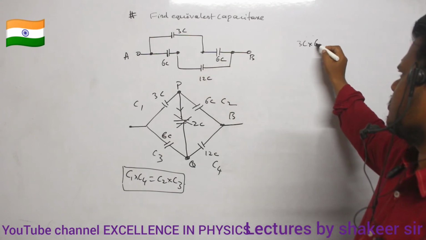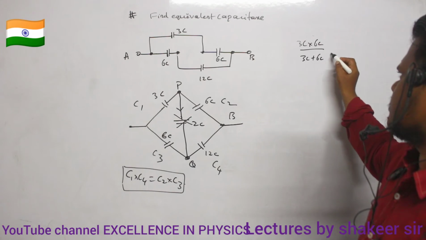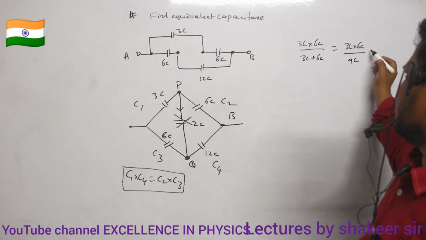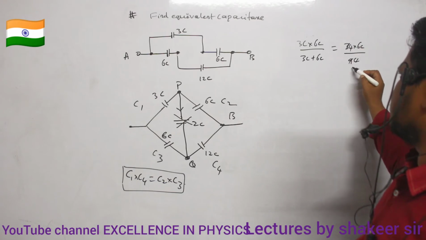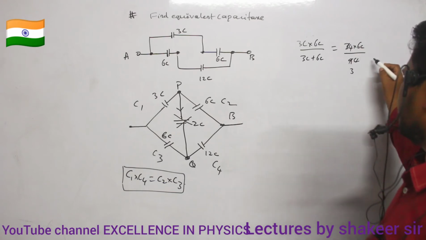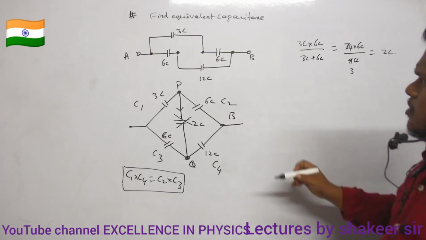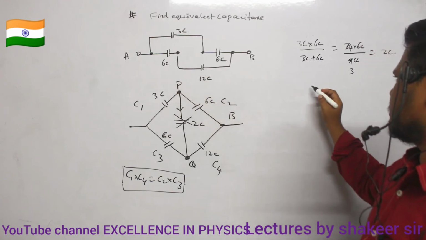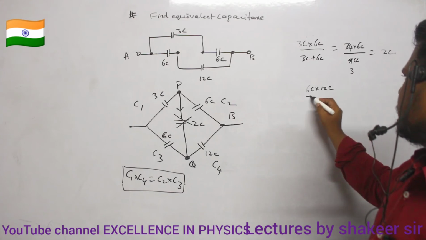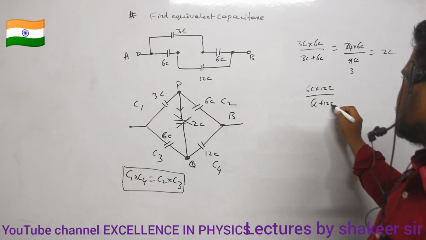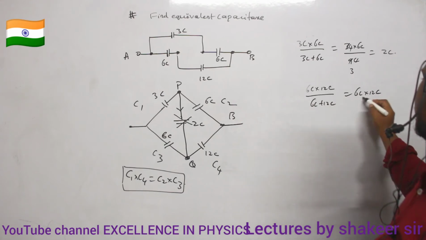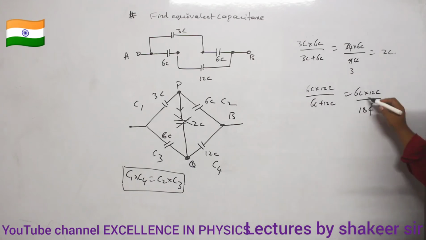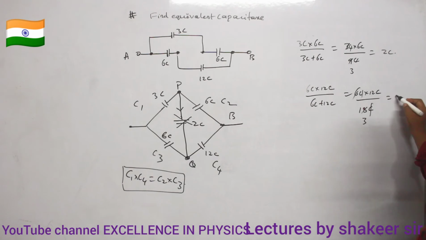So first of all, you take the series connection of 3C and 6C. So 3C into 6C divided by 3C plus 6C. Clear? 3C into 6C divided by 9C. So C and C get cancelled. 3 1s are 3, 3 3s are 9. So 2C. Similarly, you take the equivalent capacitance of 6C and 12C. So 6C into 12C divided by 6C plus 12C. Clear? 6C into 12C divided by a total of how much? It is 18C. Okay. So 6 1s are 6, 6 3s are 18, so 4C.